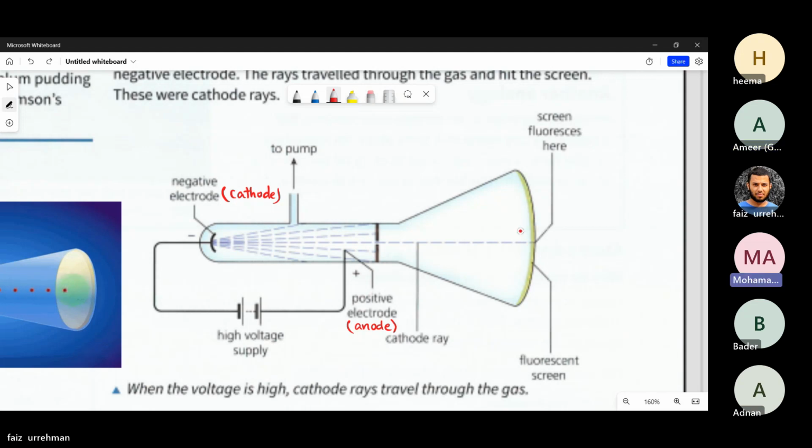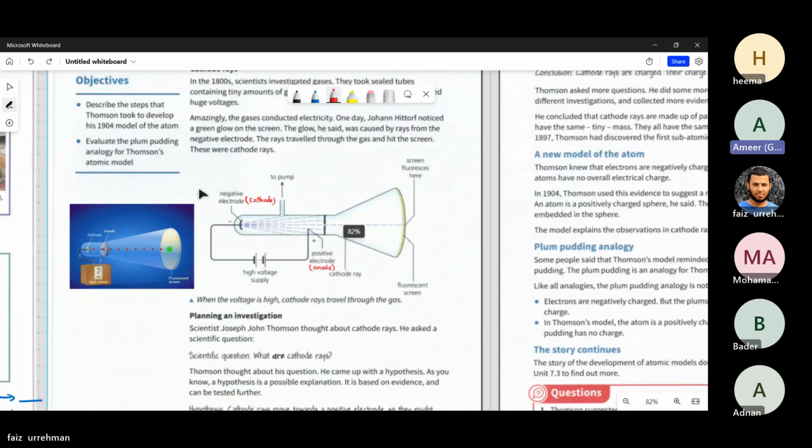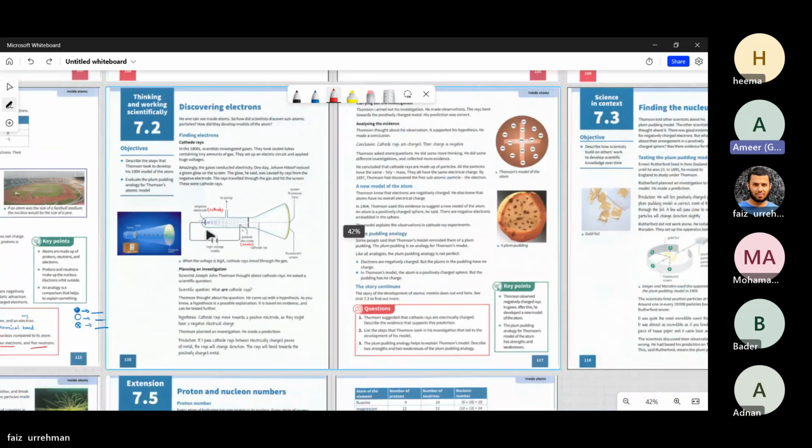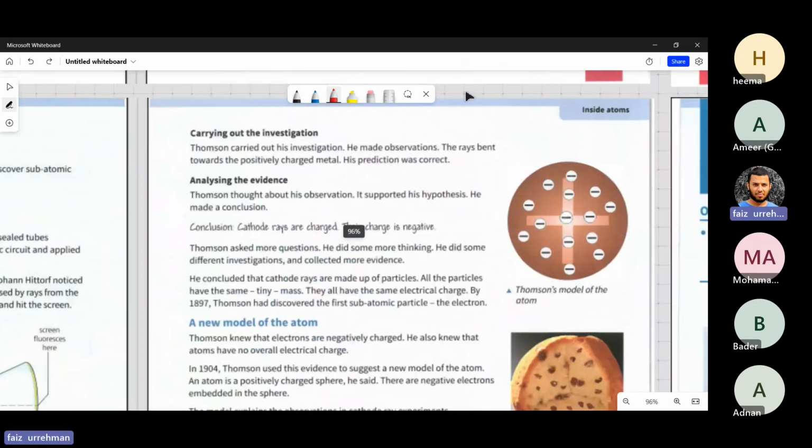That's why the electrode is negative, because it went to the positive electrode. If they were both negative, they would repel each other. They will not attract. Yes, because same charges repel.